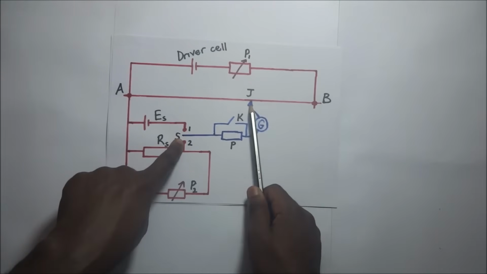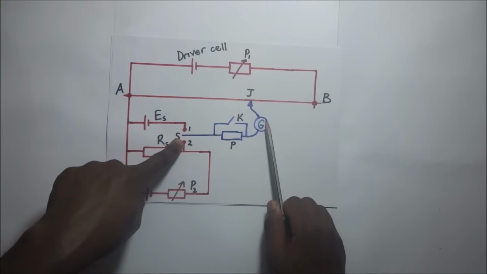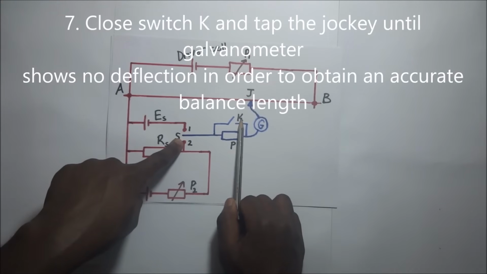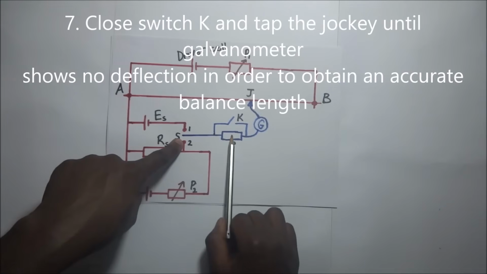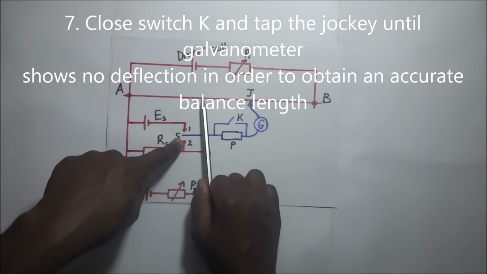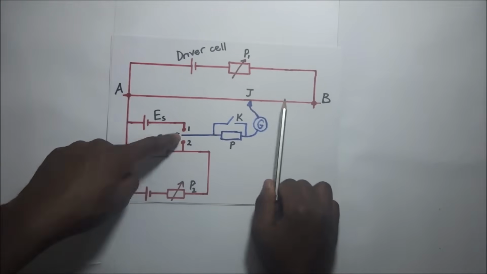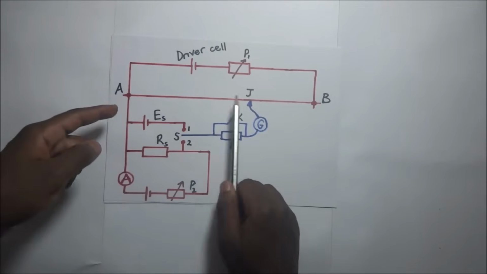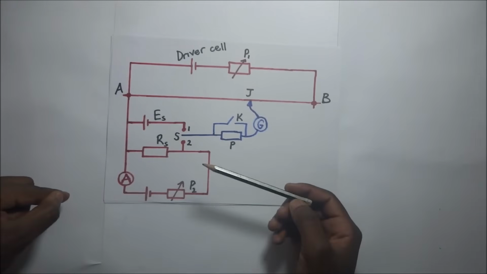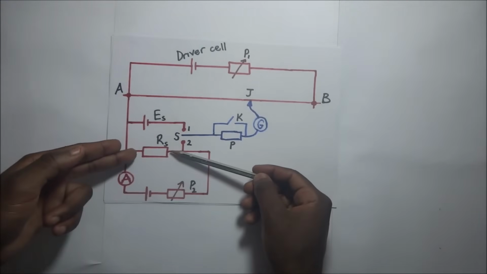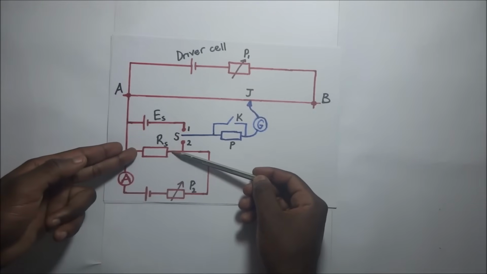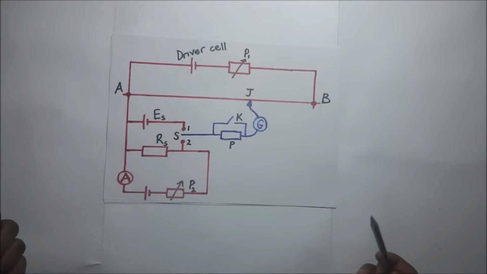Then after getting the approximate balance length, which is got when the galvanometer is not showing any deflection, we'll go ahead and close switch K so that we bypass the protective resistor. When we close switch K, we continue to tap this jockey along this wire AB, and then we will be able to get our accurate balance point. And when we get the accurate balance point, it means that the potential difference across this RS is equal to the potential difference across the balance length we will have gotten.